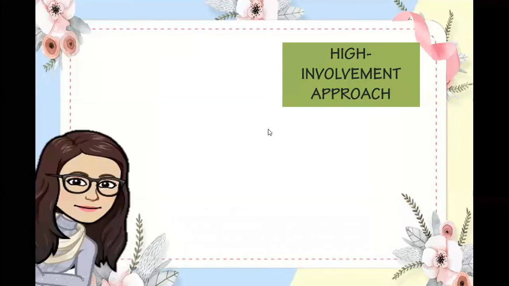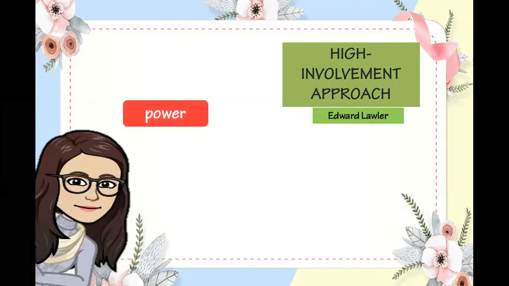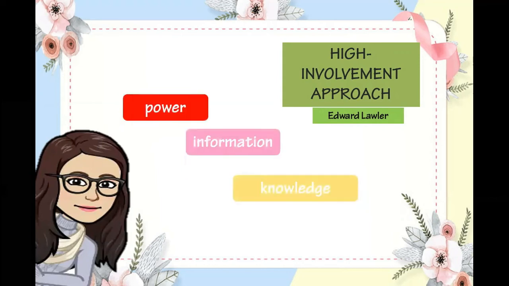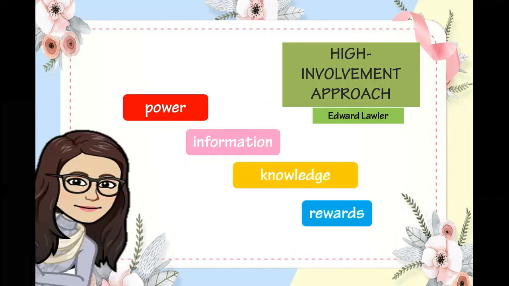Organizational effectiveness scholar Edward Lawler, together with his colleague, identified four principles for building a high involvement work system. These principles can be summed up as providing employees with power, information, knowledge, and rewards. So power means that employees have the power to make decisions that are important to their performance and to the quality of their working lives.